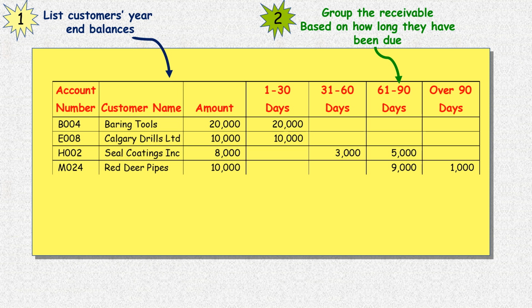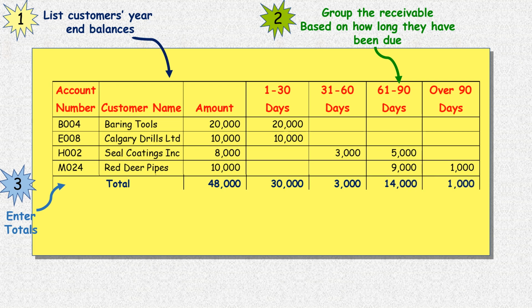Same is true for Calgary Drills. Seal Coating Inc., for example, has receivables where one is between 31 to 60 days, another is between 61 to 90 days. So the $3,000 was a sale we made sometime more than a month ago, so that will be between 31 to 60 days. And the $5,000 sale was more than 2 months ago, so that will be under that group, and so on.